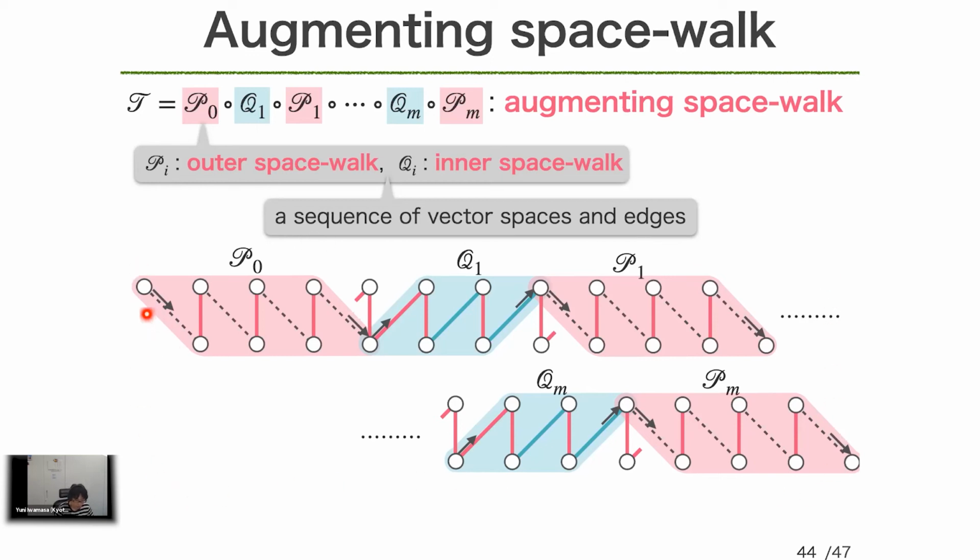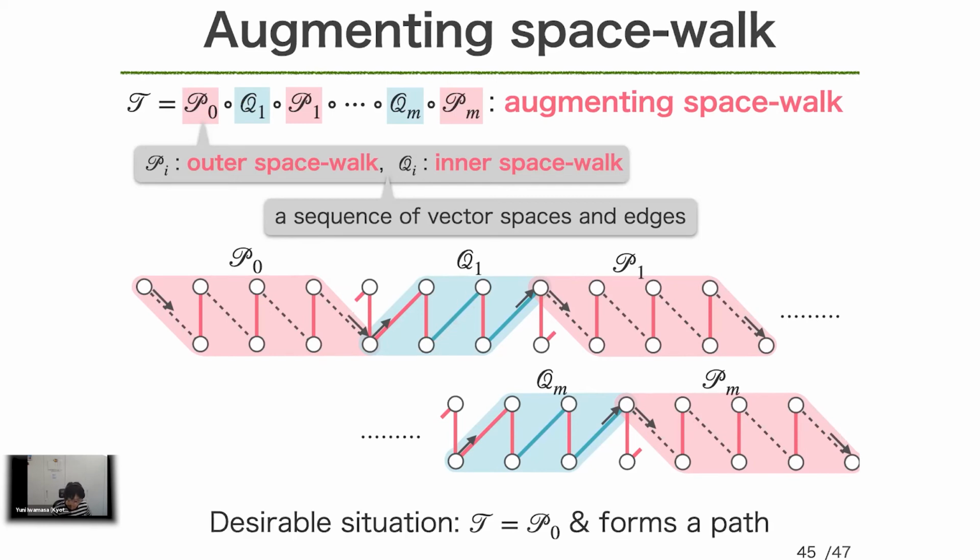And here, this part is the outer spacewalk, and this part is the inner spacewalk, and so on. The outer spacewalks are similar to normal alternating paths of bipartite matching, and the spacewalk goes through a connected component containing rank 1 edges like this. And the previous desirable situation is equal to the case where our augmenting spacewalk consists of a single outer spacewalk and it forms a path.